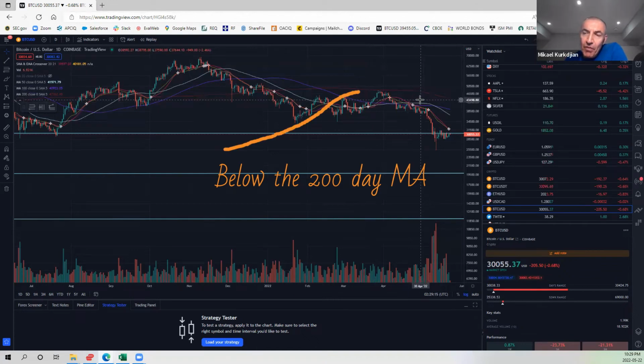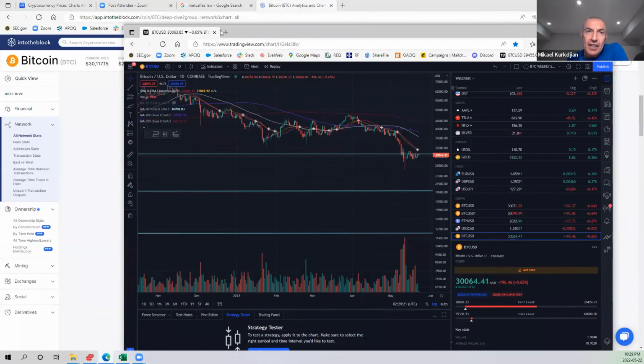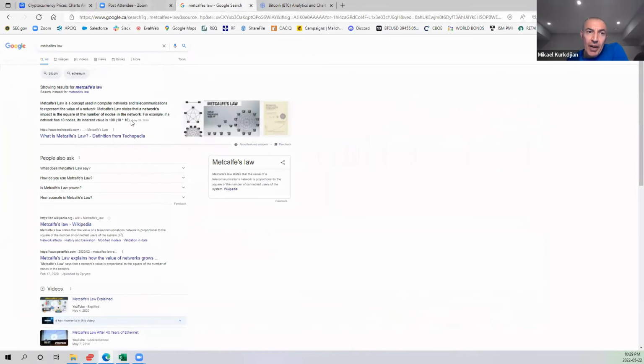Now, why is it important for us to take a look at Metcalfe's law when it comes to Bitcoin? Because, as the definition says, the network is worth the number of nodes times the number of nodes.